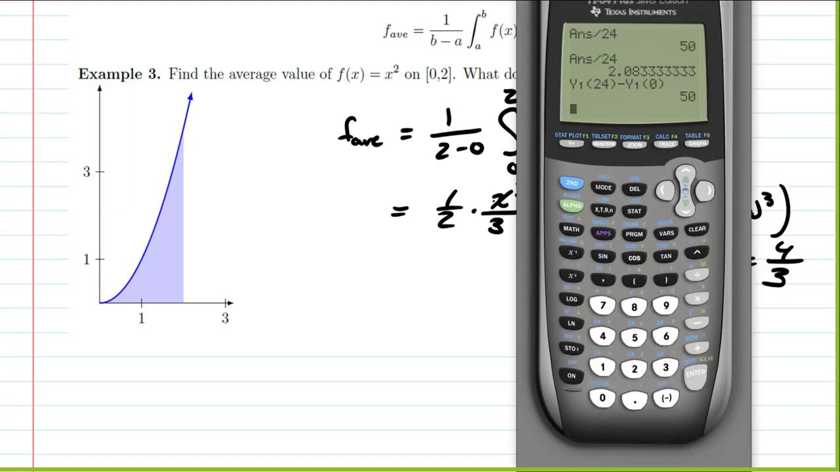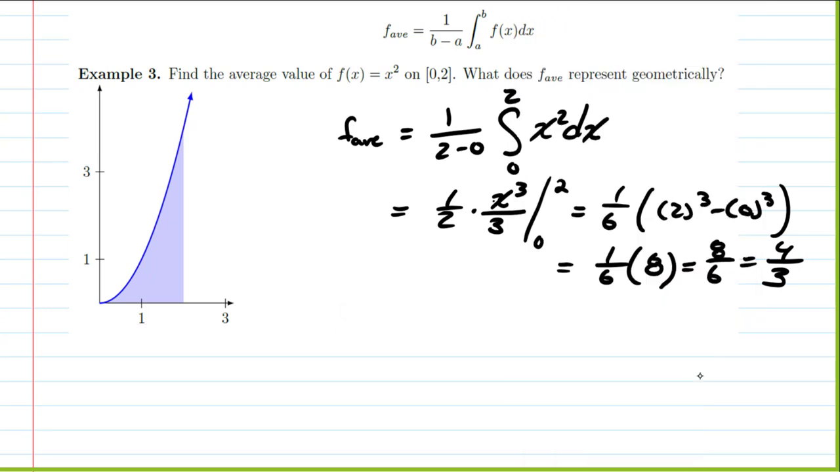So once again, if you want to just put it in your calculator, you would have 1/2 times x cubed over 3, and you would go alpha trace y of 2, take away alpha trace y of 0. And we get the same value, 4/3.